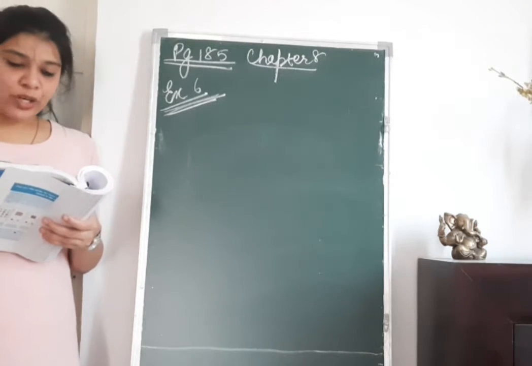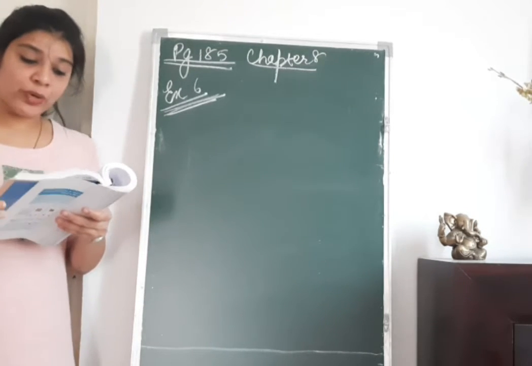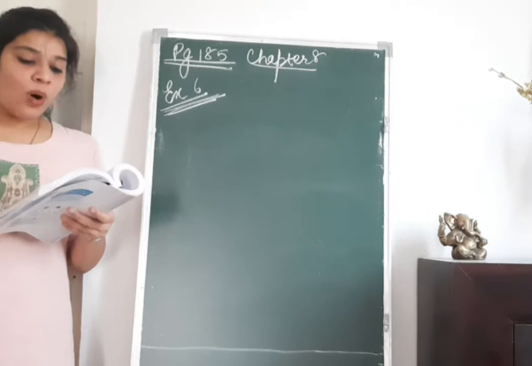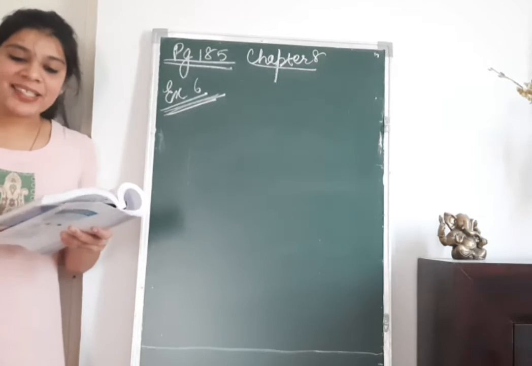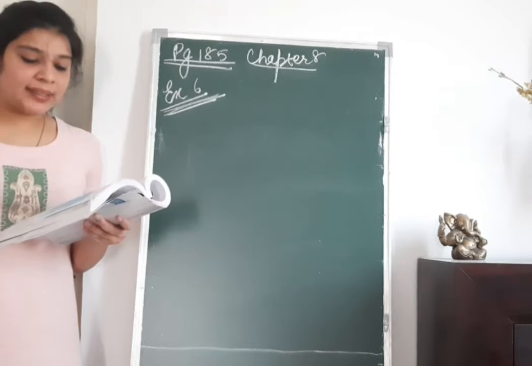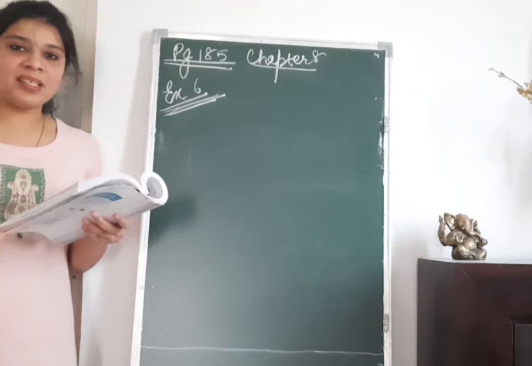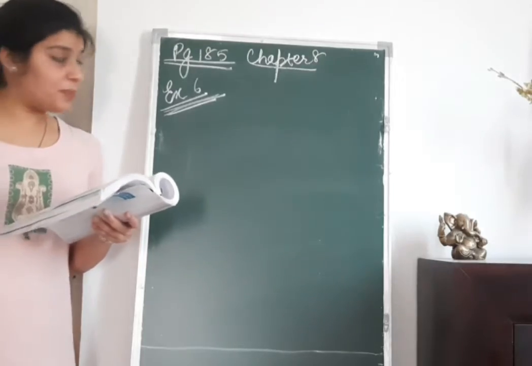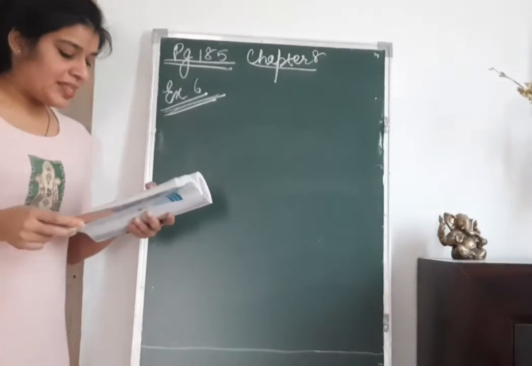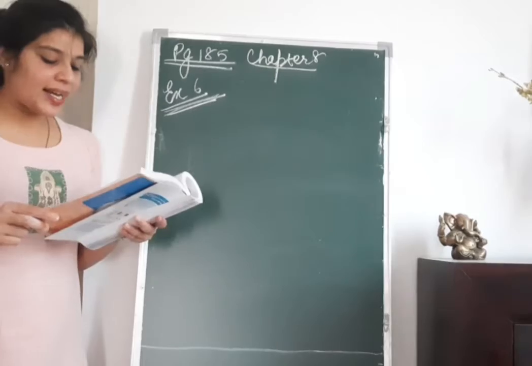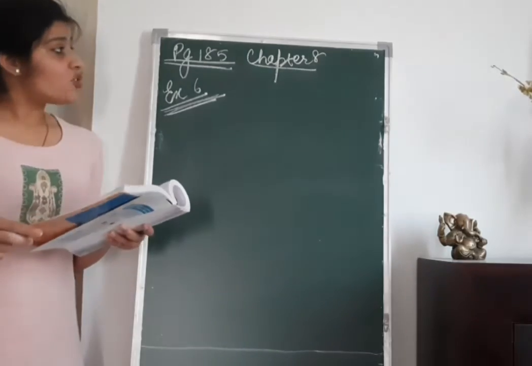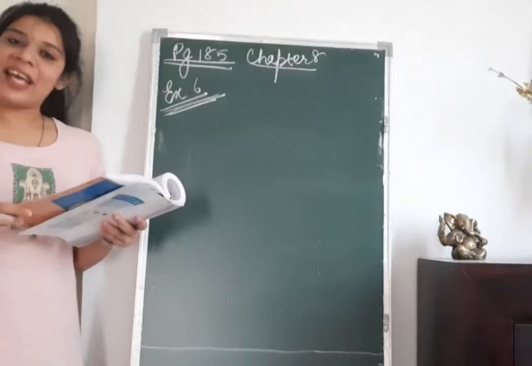So in my last video of trigonometry, we learned how to calculate the value of all the trigonometric ratios for various angles and how we have to learn this table. Today I am going to discuss a few examples based on this concept. So let's start with example 6 of class 10 NCERT CBSE textbook, chapter 8, page 185.